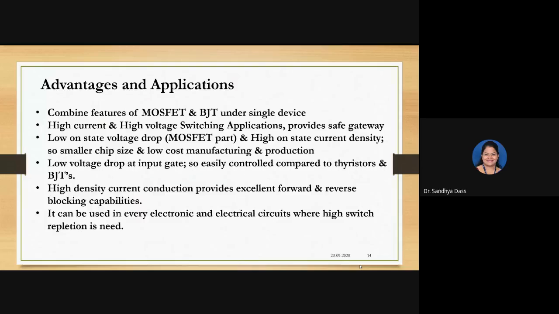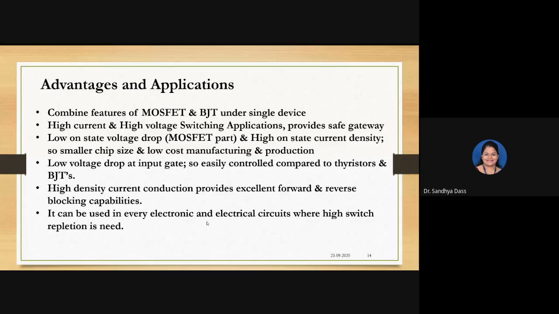Okay, just to wrap up, the advantages and applications of IGBT. As I mentioned, it has lower gate drive requirements, low switching losses, and a high input impedance. All those points are summarized here; you can go through them later. The device is a voltage controlled device. It has enhanced conduction due to its bipolar nature, and it has a better safe operating area.